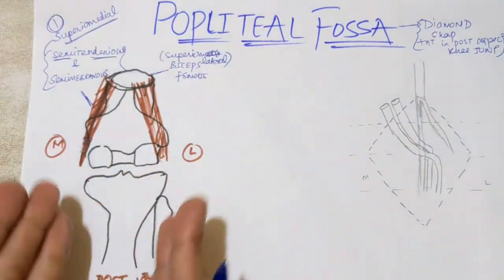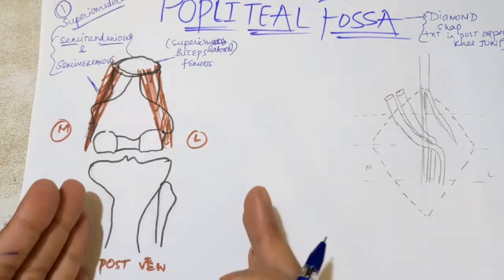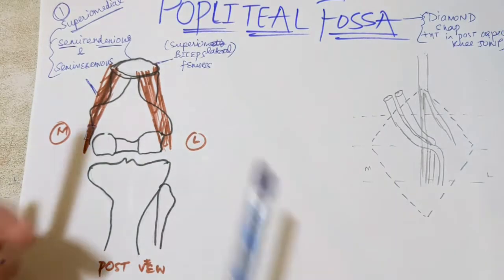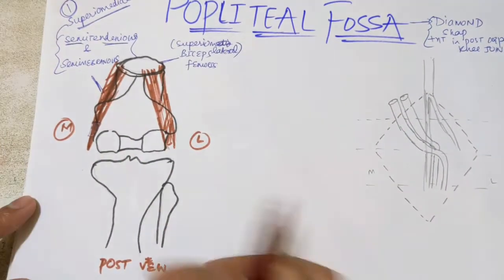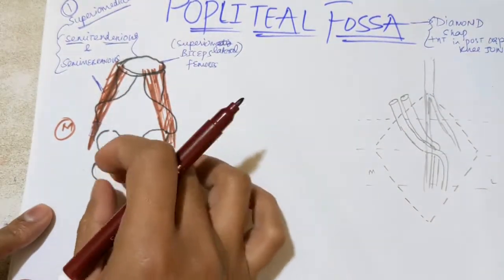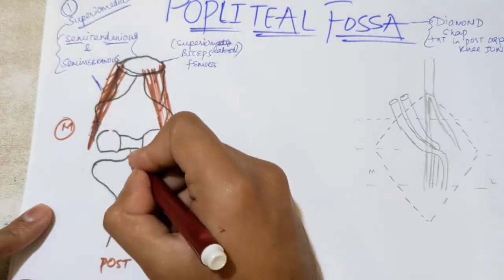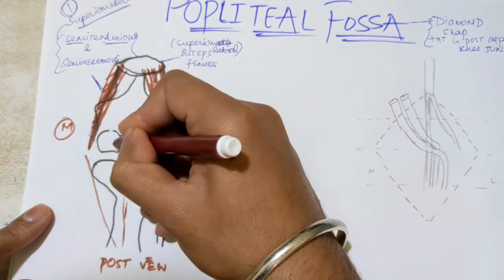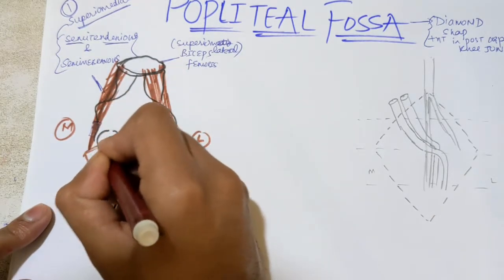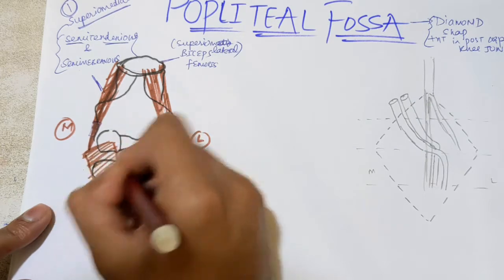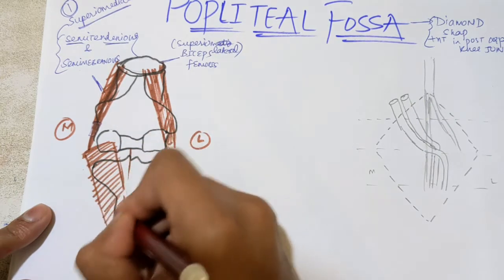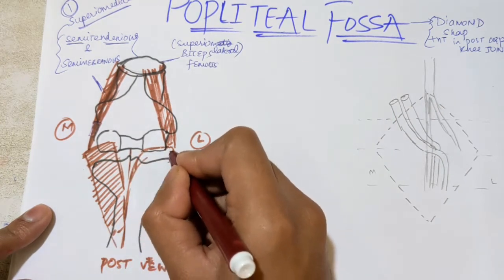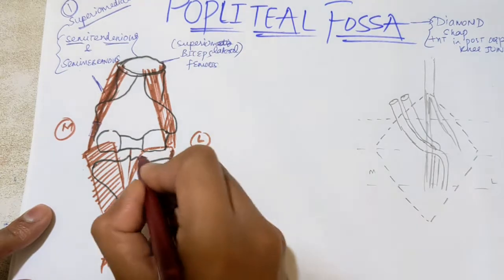Now we'll be moving to the inferior part, the inferior boundaries: inferior medial and inferior lateral. You know that the gastrocnemius has two heads. Like this, I'll be dividing these two heads. The medial head will be forming the inferior medial boundary, and the lateral head will be forming the inferior lateral boundary.